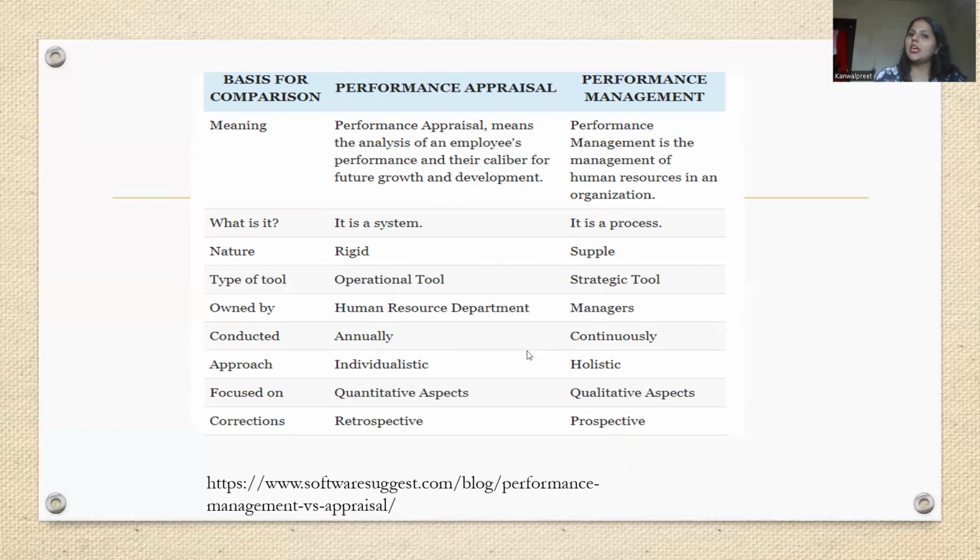Performance management is conducted continuously, whereas performance appraisal can be done either six-monthly or maybe annually. Performance management is a holistic approach. Holistic means it includes everything, from the performance to the devotedness of the employee, everything. And performance appraisal is individualistic, so you are doing it only for the individual.